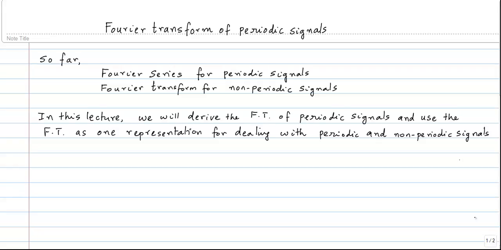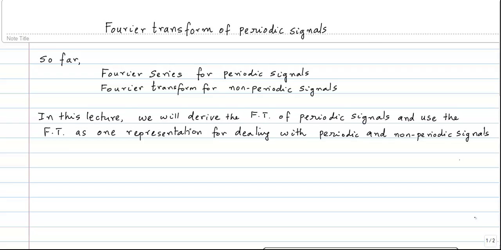So far in this course, we have looked at two different kinds of frequency domain representations for signals. If a signal is periodic, we have used a Fourier series representation to represent this signal. And when dealing with non-periodic signals, we have used what is called the Fourier transform. Now, in this lecture, I'm going to show that it's possible to define a Fourier transform for periodic signals as well.